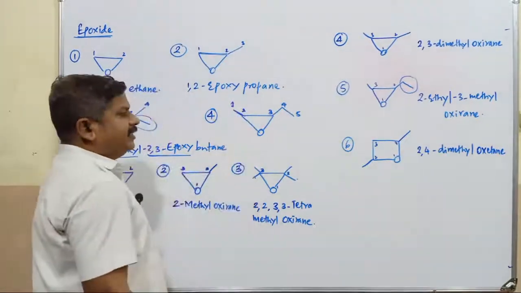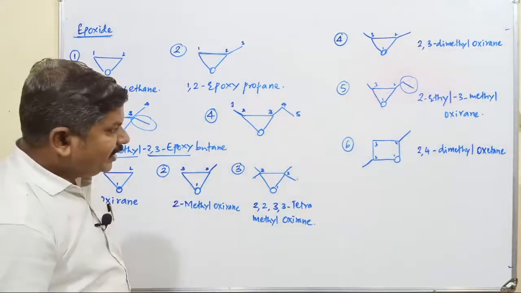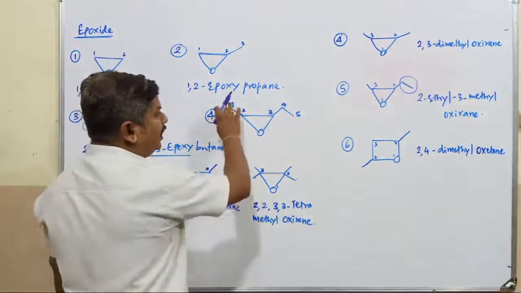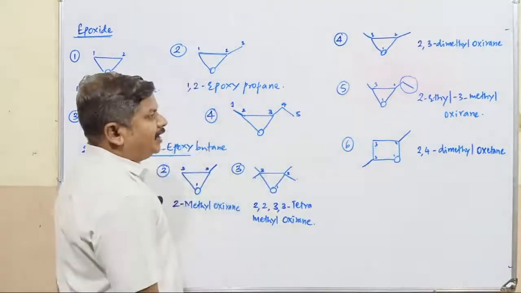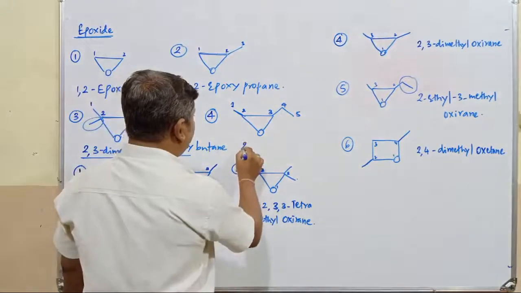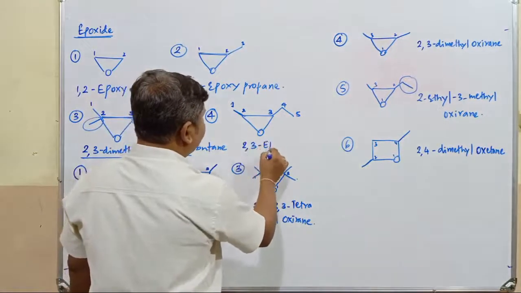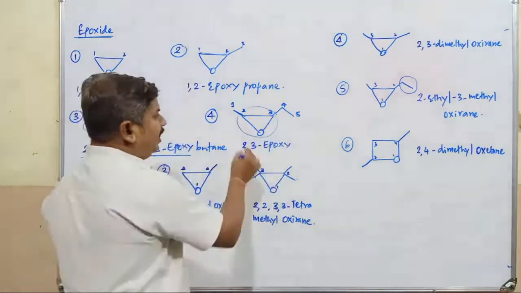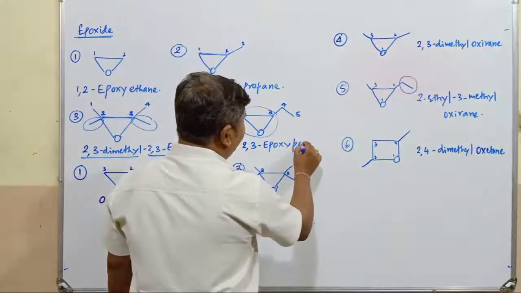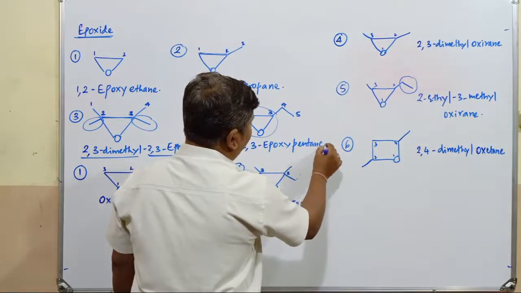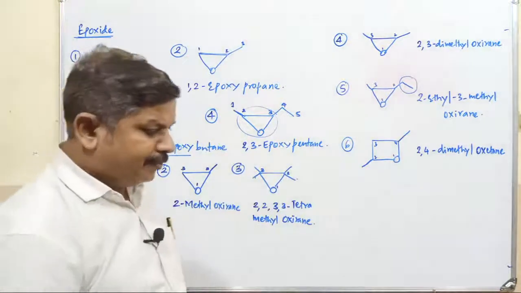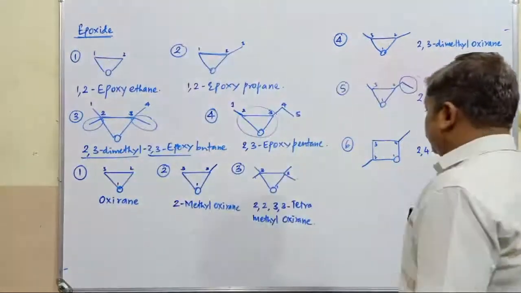Now, is there any substituent in this molecule? There is no substituent like this here. Total carbon chain consists of 5 carbon atoms here. It is 2,3 epoxy. Why 2,3 epoxy? This group is going to be taken as epoxy and the total longest chain contains 5 carbon atoms, so it is called pentane. 2,3 epoxy pentane, that is the IUPAC name of that compound.